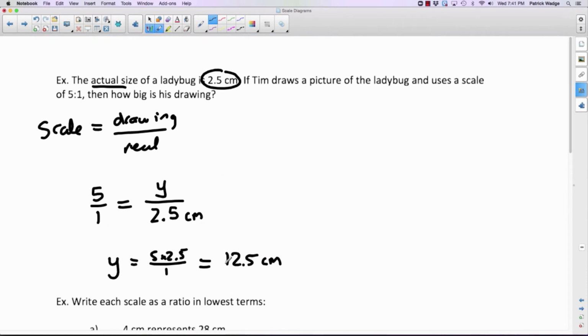The drawing's 12.5 centimeters. What do you think? Is that a good unit to put it in? I think so. You wouldn't want to change it to meters. You could change it to millimeters, I suppose, but I think this is a very good answer. So I don't think it's necessary to switch the units this time.